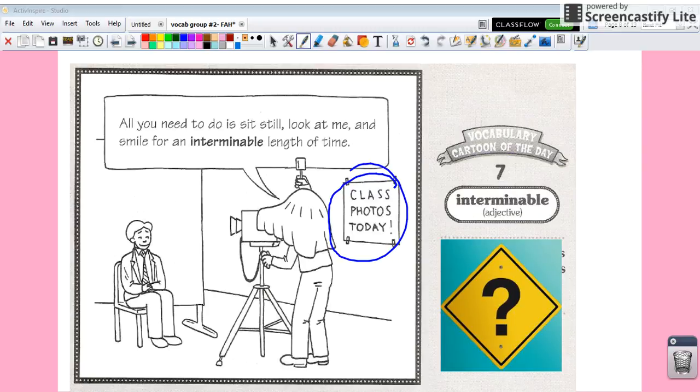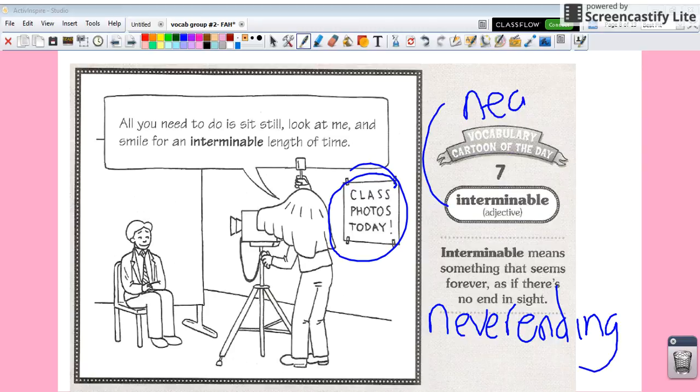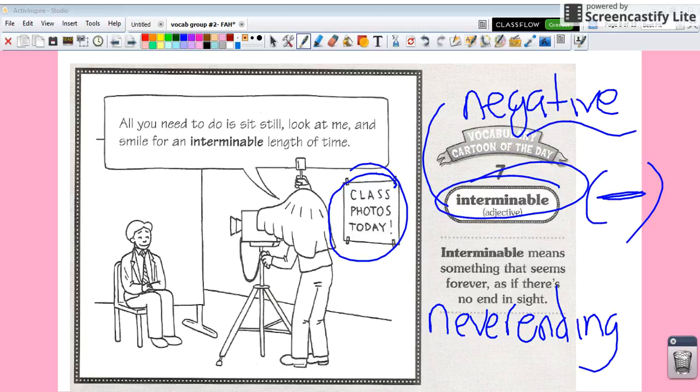And so I can tell just from this context that interminable must mean something that seems forever, as if there's no end in sight. It is never ending. Now, usually people use interminable in a negative kind of connotation. You wouldn't say, oh, the birthday party was interminable, I was having so much fun. Interminable has a negative connotation.